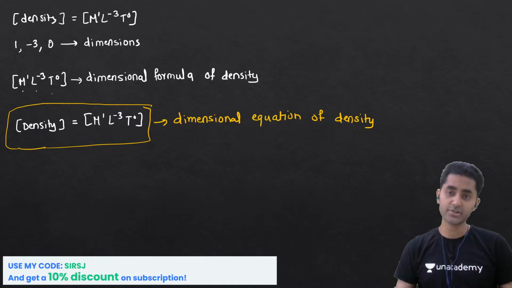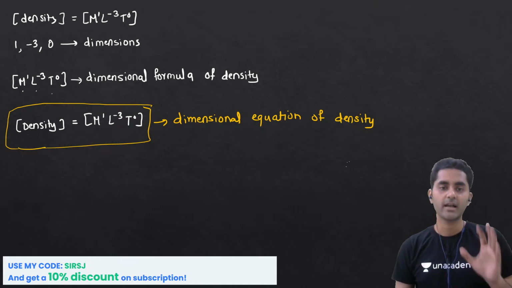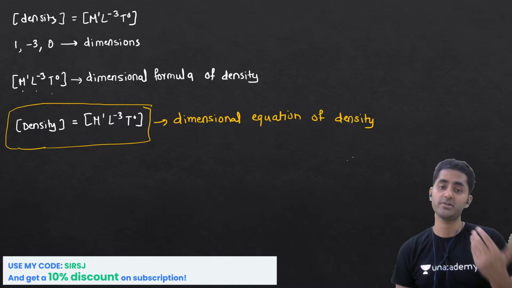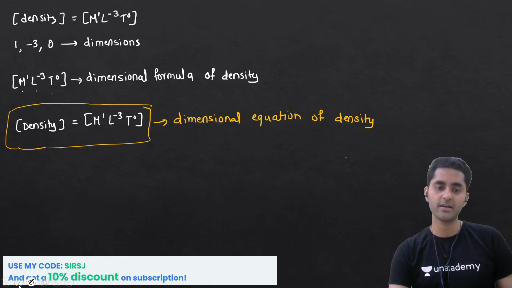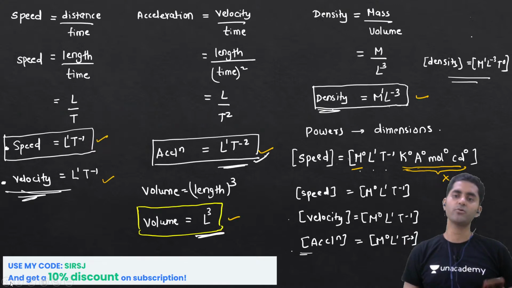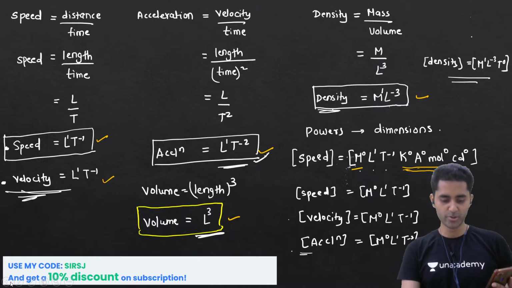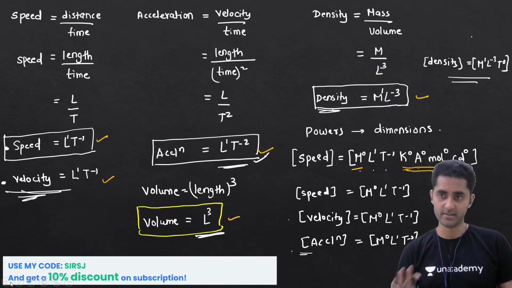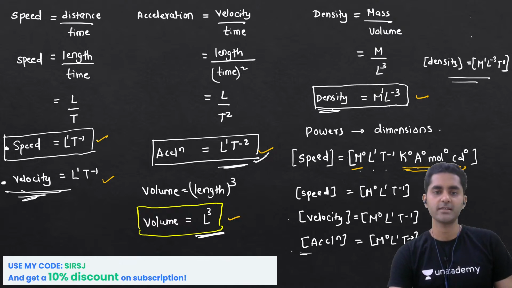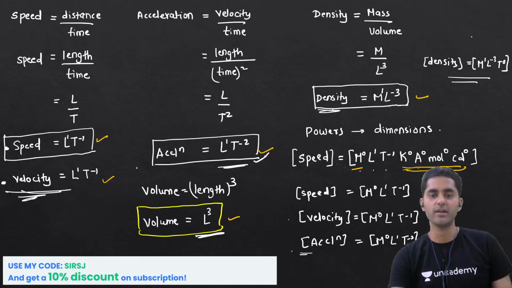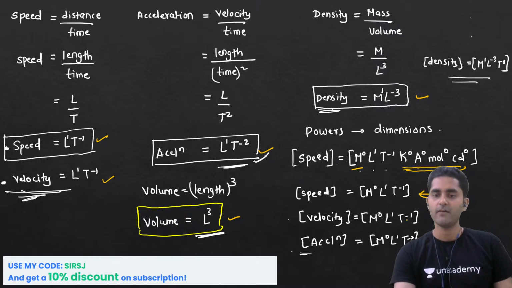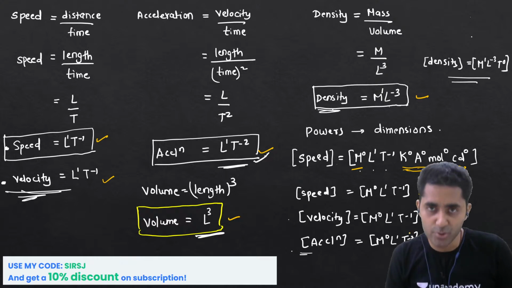Now we will try to find the dimensions, dimensional formulas or dimensional equations of some other physical quantities. Whatever quantities I tell you, you should remember their dimensions. It will be easy for you when you study physics and are asked to find dimensions. The dimension of speed is M0 L1 T minus 1. Here you can see velocity M0 L1 T minus 1, acceleration M0 L1 T minus 2.